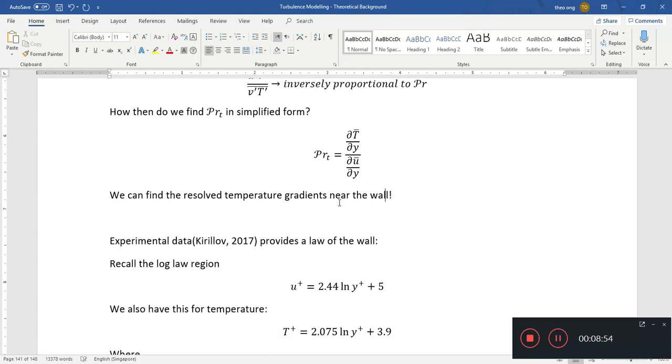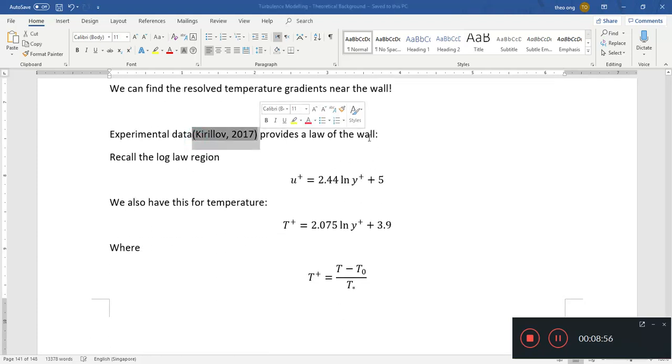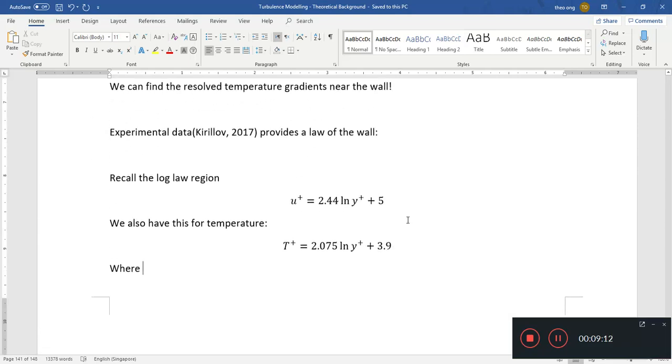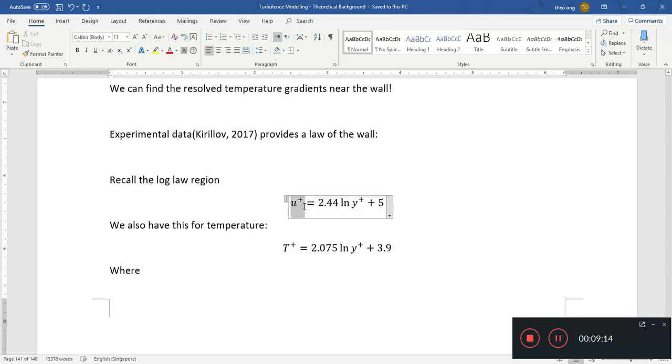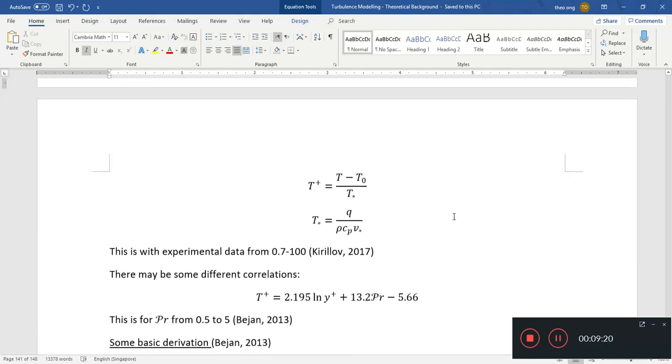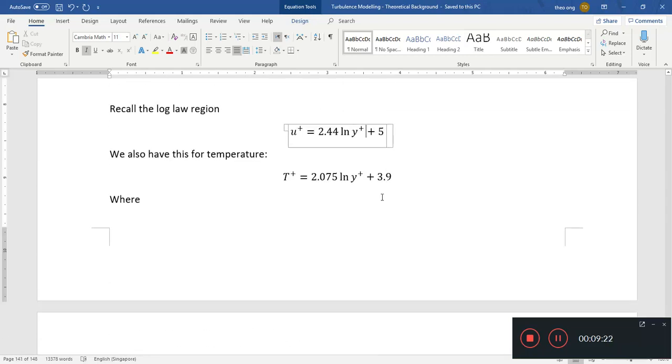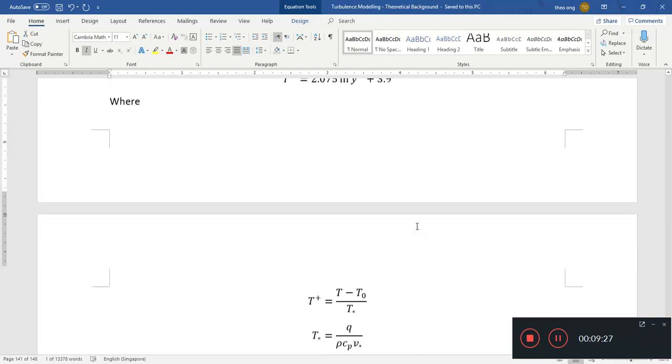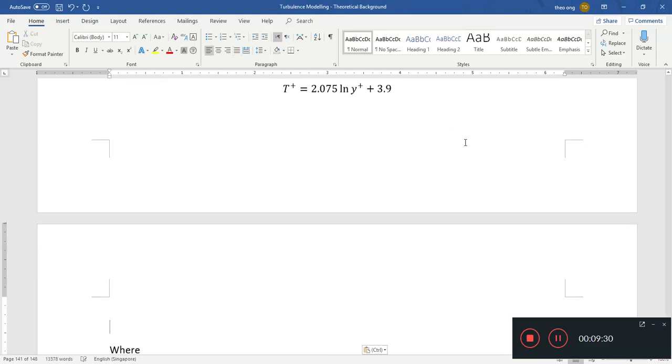Experimental data actually provides a law of the wall. As you recall, the log law region has this kind of correlation. For temperature, we have something similar we can derive. So temperature also has a log law. Of course these are in non-dimensional coordinates, so we have to change things up a little bit, and change this to be in terms of wall coordinates as well.